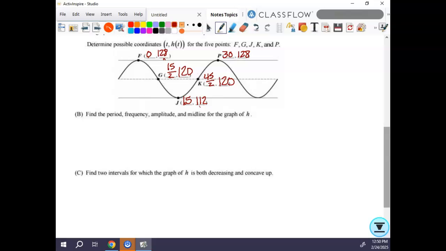Everybody with me so far? So we had already gotten all that on the other question and answered some other stuff. But it's asking me now for the period, frequency, amplitude, midline.